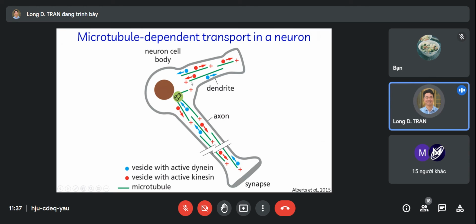In those regions we usually have microtubule which are oriented with the plus end toward the periphery of the cell and the minus end toward the center of the cell, and it serves as a track for transport: outward transport by kinesin and inward transport by dynein. Sometimes it's called anterograde transport by kinesin and retrograde by dynein.